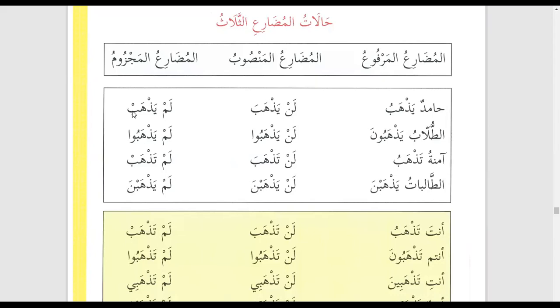Okay, so how do we make mansub and majzoom for the five forms of the verb that have dhamma? Yadhabu, tadhabu, tadhabu, adhabu, nadhabu. If I want to make mansub, how will I make it? Just change the dhamma to fatha or sakin. When we make mansub, we change dhamma into fatha, if we have harf al-an before it, or lam al-dalil before it.